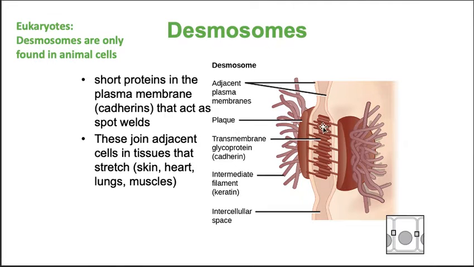They're short proteins that extend from the plasma membrane of one to the plasma membrane of the adjacent cell, and then they're like spot welds, like permanent, very strong attachments, okay? And these adjoin cells in things like skin, heart, lungs, and muscle.